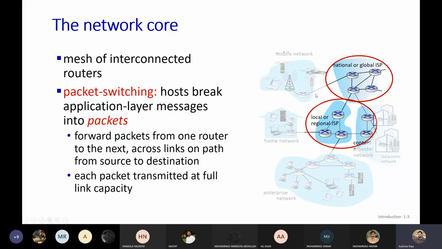So this is what we call full link capacity. That link capacity is not shared by any other device or any other transmission, and all of that capacity will be used to transmit the packet, each packet.